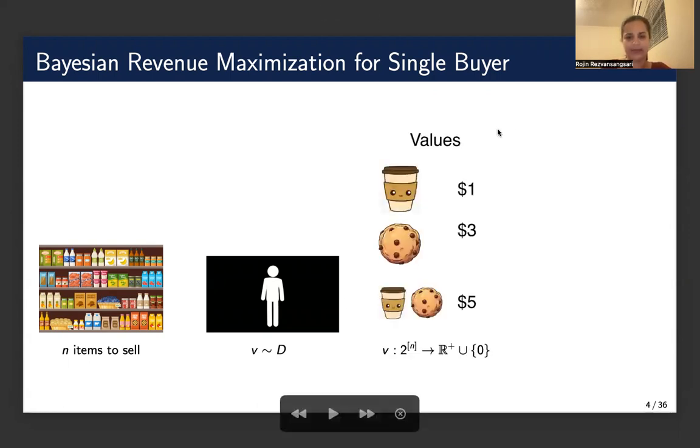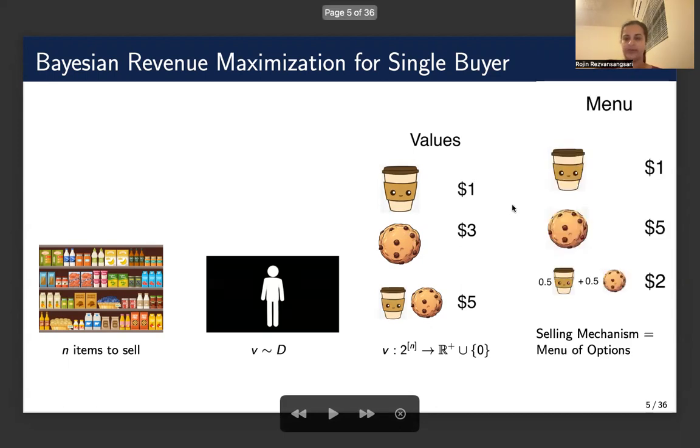For example, they could have a value of $1 for a cup of coffee, $3 for a cookie, and $5 for the combination. Now, a selling mechanism is basically a menu of options. For example, it could assign a price of $1 to the coffee, $5 to the cookie, and it could also sell randomized allocations and lotteries. For example, it could sell a cup of coffee and a cookie, each with probability half, for $2.